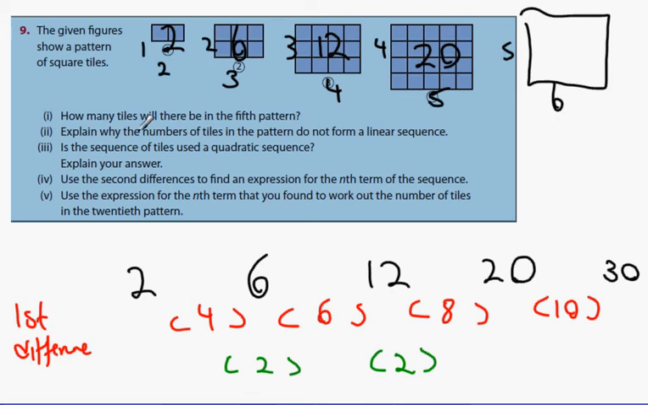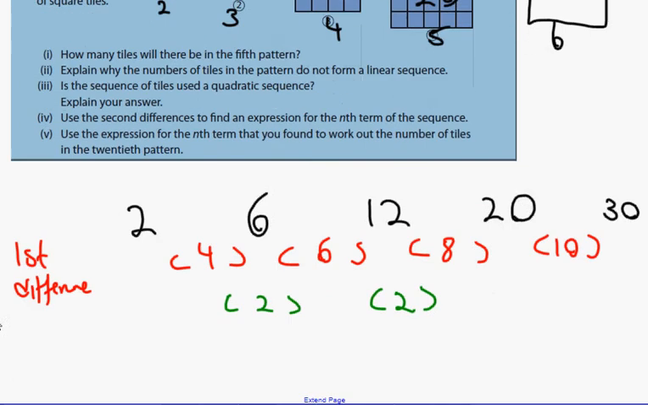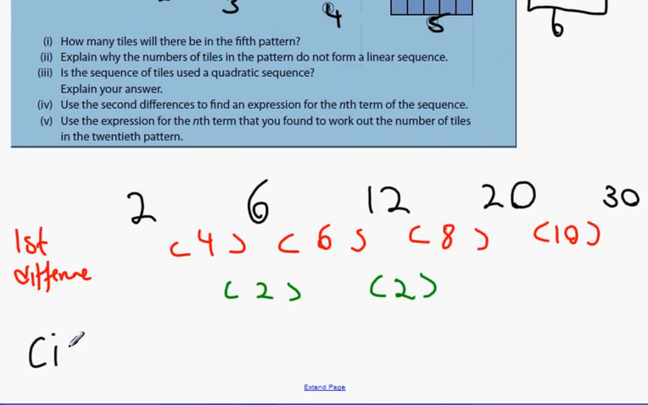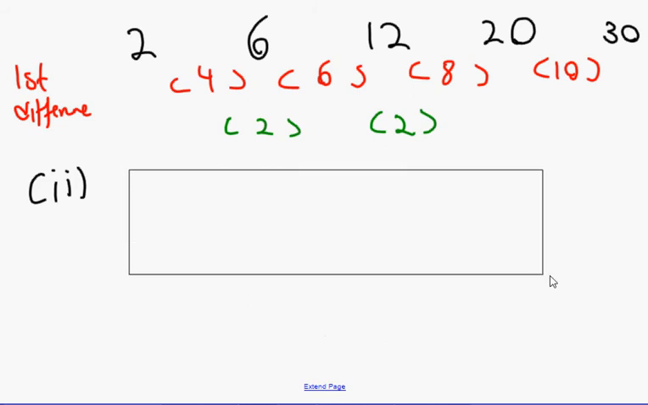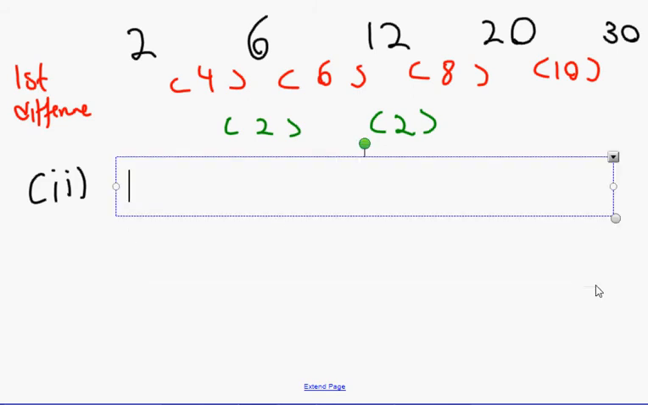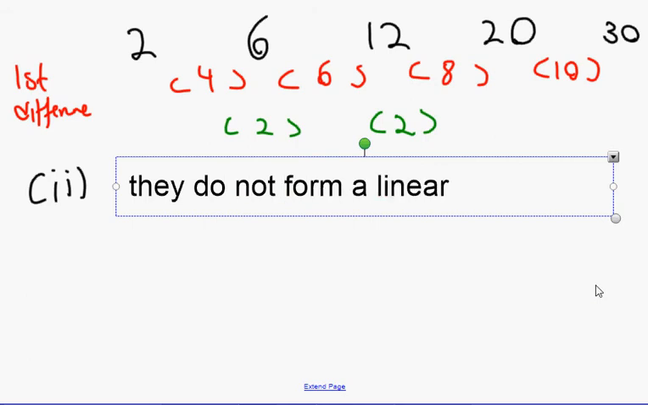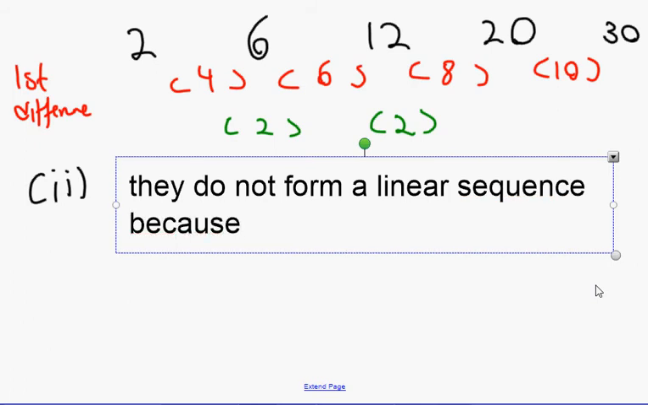Okay, explain why the numbers of tiles in the pattern do not form a linear sequence. Why did they not form a linear sequence again? Anybody? The number changes each time. Because they do not form a linear sequence, basically because the first difference is not the same for each one.